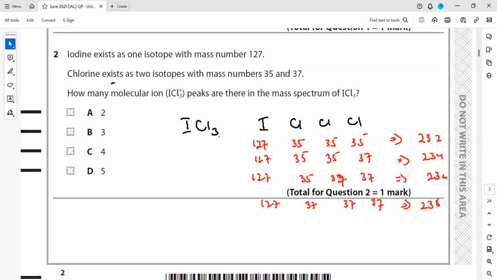So these are the possible combinations for the chlorine. Maybe all of them 35, maybe all of them 37, maybe two of them 35 and one 37, or maybe two of them 37 and one 35. So how many possible peaks? How many combinations? 4 possible combinations are there. That's why C is the right answer. Is this question clear?